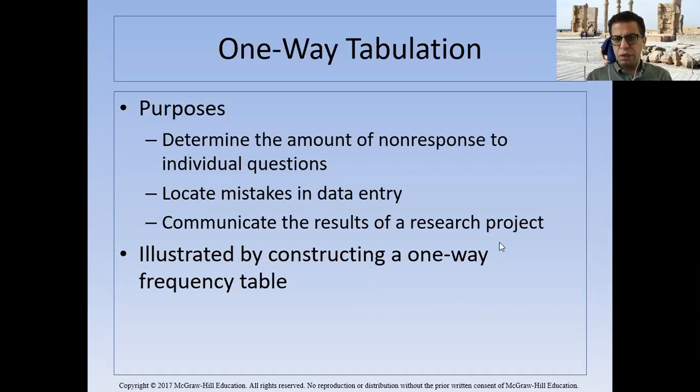Now, the one-way tabulation determines the amount of non-response to individual questions and locates mistakes in data. So when you look at it, it's easy to find out where the mistakes in the data are and communicate the result to the research. This is because it's a one-way tabulation, constructed as a frequency table.